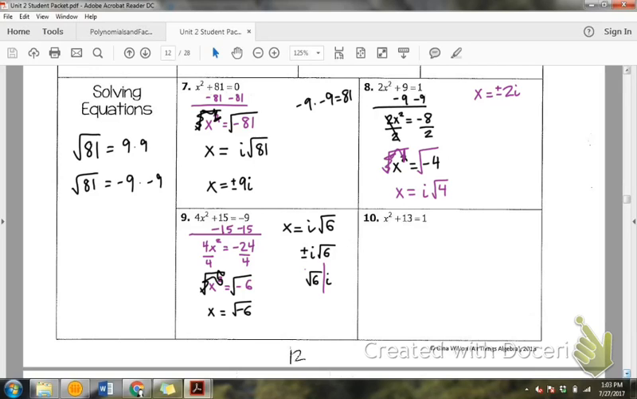I'm confused now. I thought the i always went behind. It does unless there's a square root still in the answer. If there's a square root still in the answer, it goes in the front. Okay? Okay, try number 10, please.